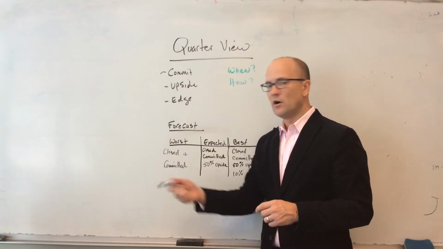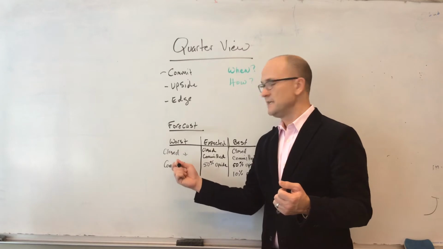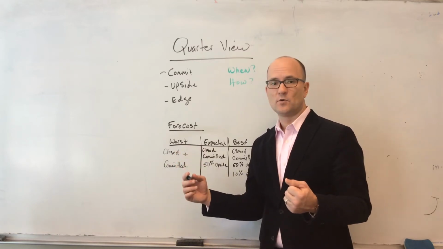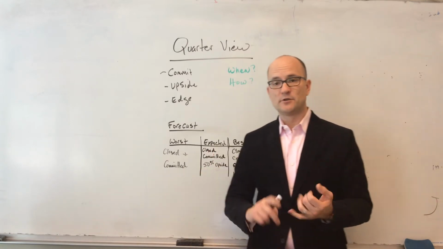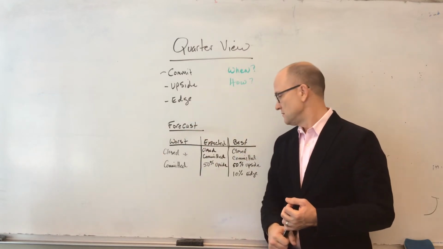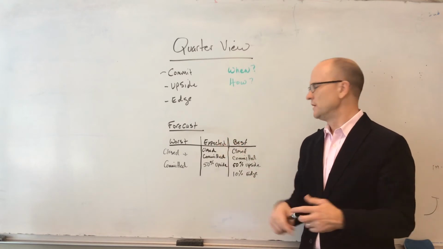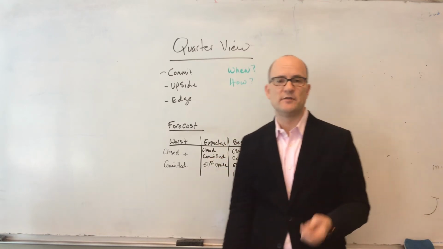Worst case is going to be all of your closed deals. Those will obviously automatically go into committed, plus anything that is committed as well. So worst case for the quarter is just my committed deals. Expected case, that's going to be your closed, your committed, plus 50% of your upside deals. Best case, it's not just the whole world, right? Because that's not really realistic. Closed, committed, 50% of your upside, and then 10% of your edge deals.